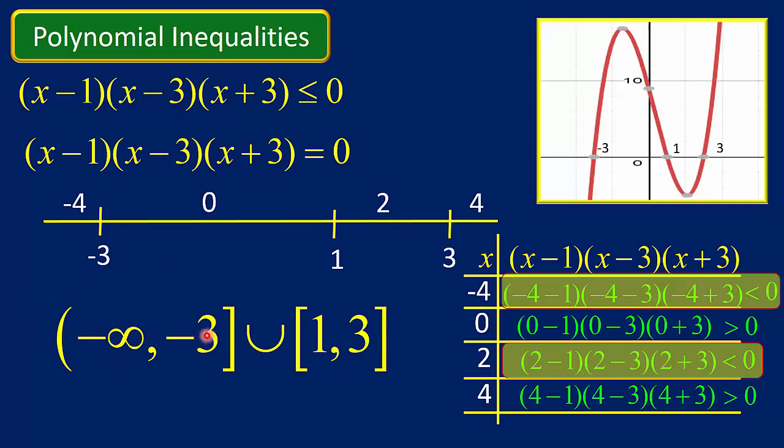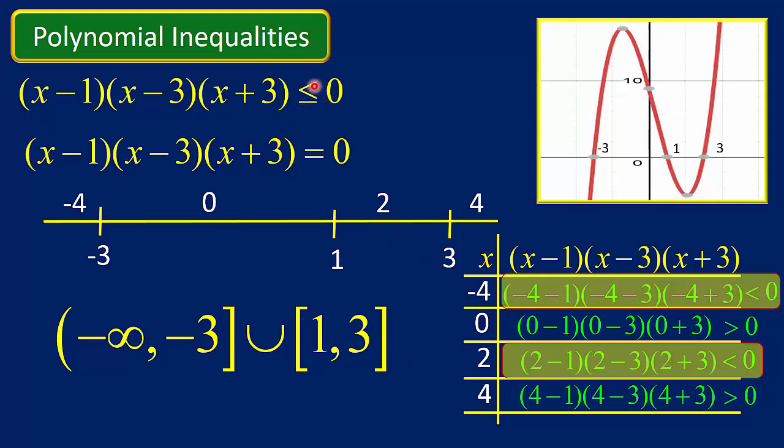Negative infinity to negative 3. And because it's less than or equal to, we include the boundary point, right? So I'll put a little bracket there. Unioned with 1 to 3. See? 1 to 3. Now, it's important to remember you're not putting in the boundary numbers here in your solution. You're not putting in the test values. You're putting in the boundary numbers. See? 1 and 3, not 2 or anything like that.